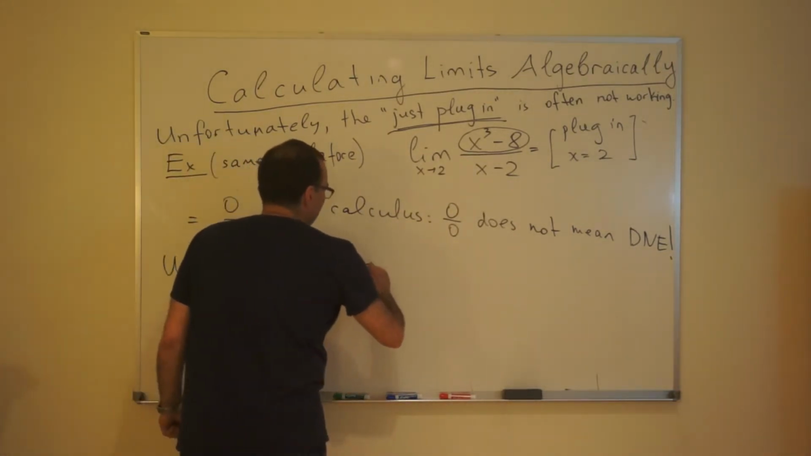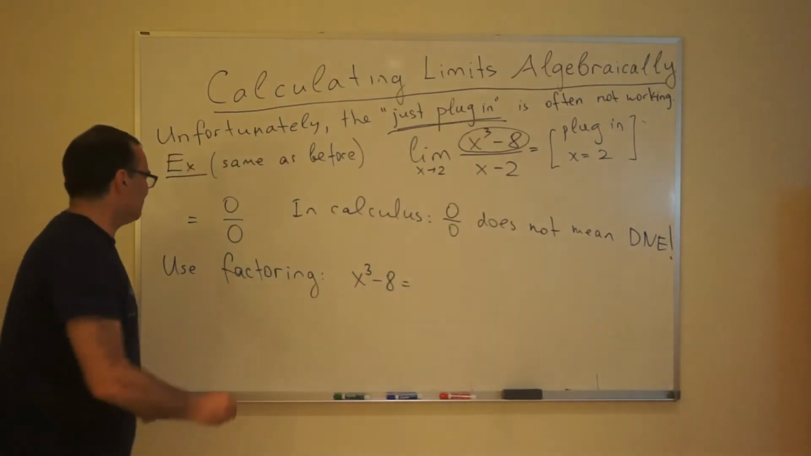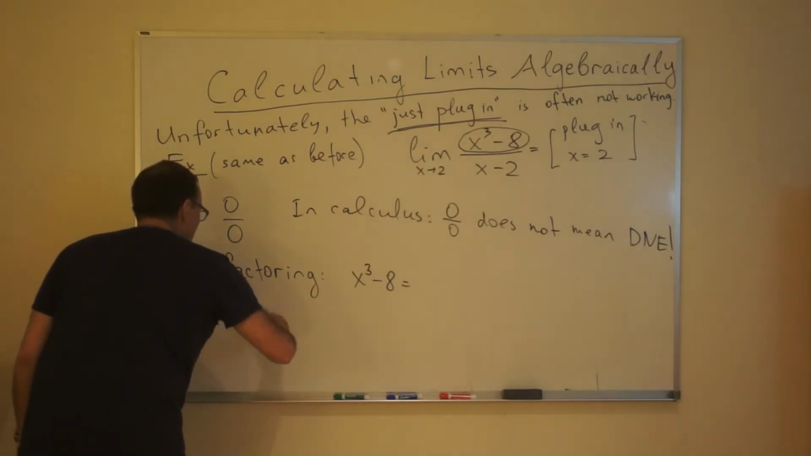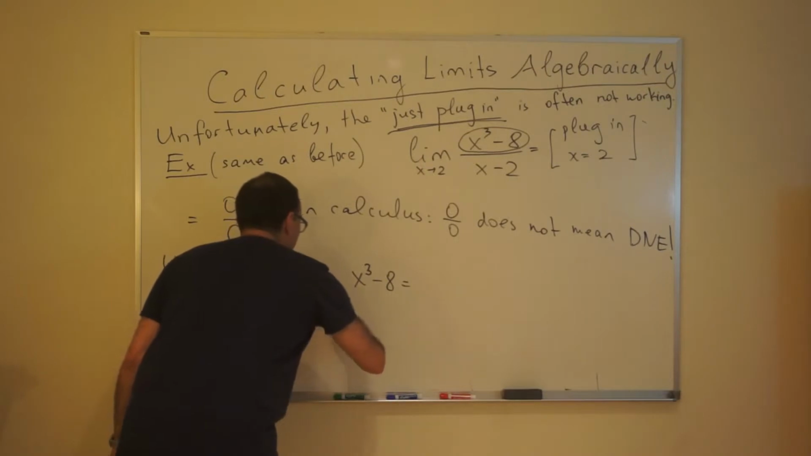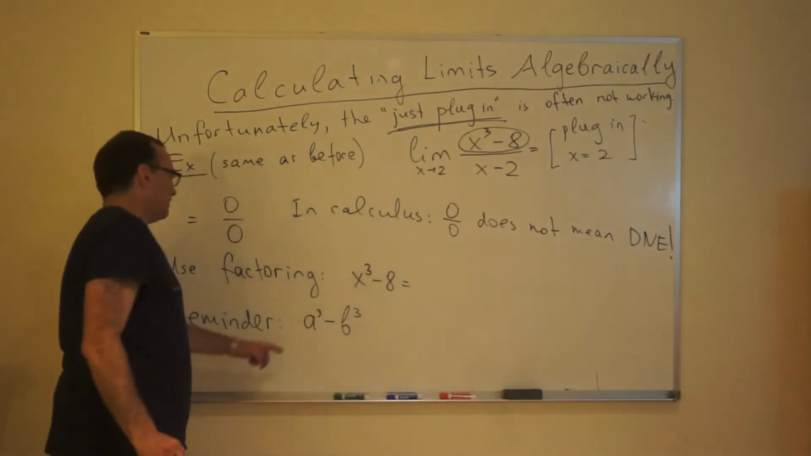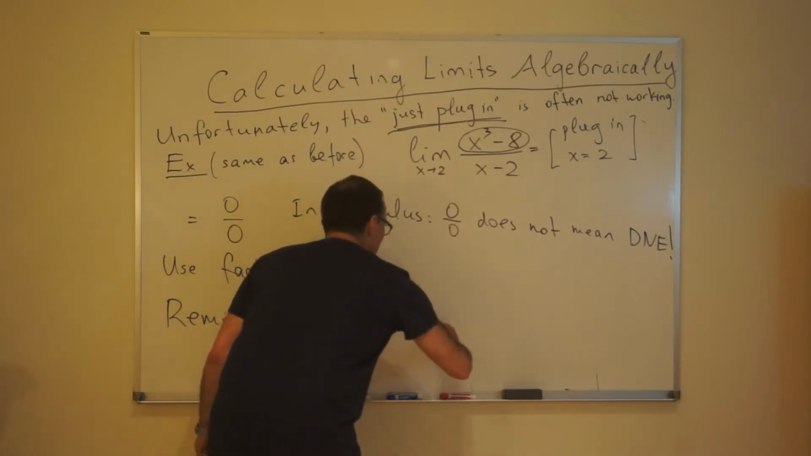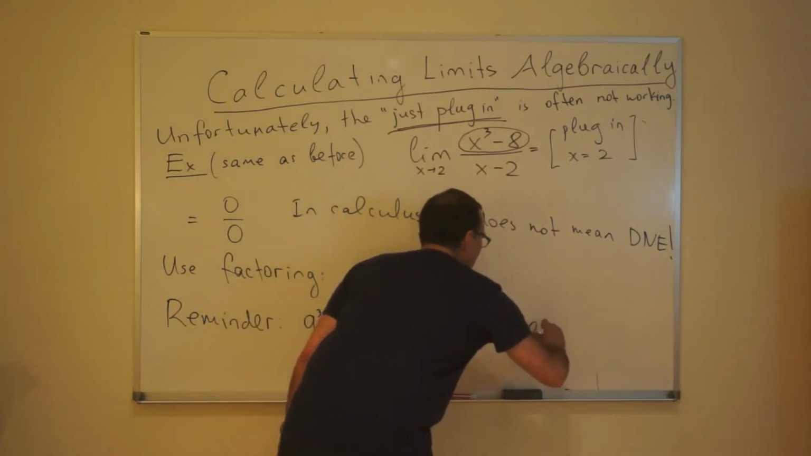So specifically the numerator x cubed minus 8 can be factored. How? I remind you of a formula from algebra. Among many formulas there is this one, a cubed minus b cubed, and there is a formula for factoring this. It's a minus b times a squared plus ab plus b squared.